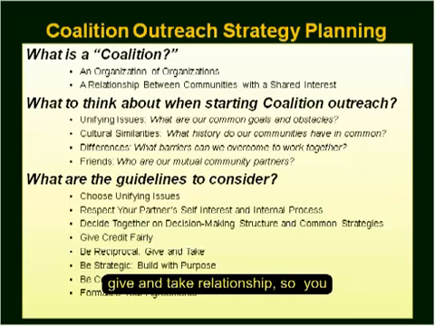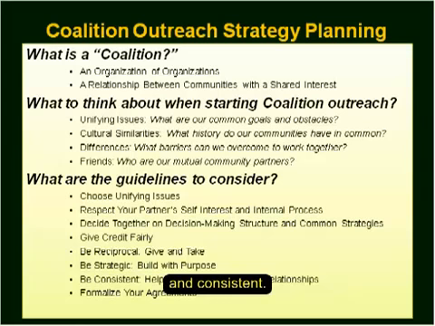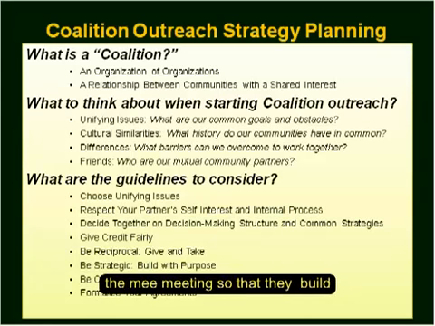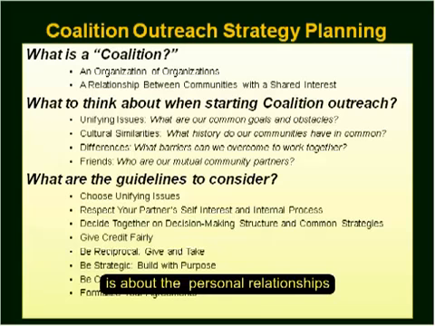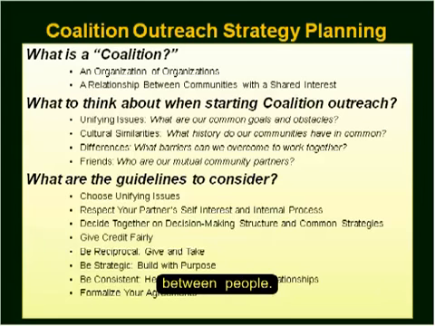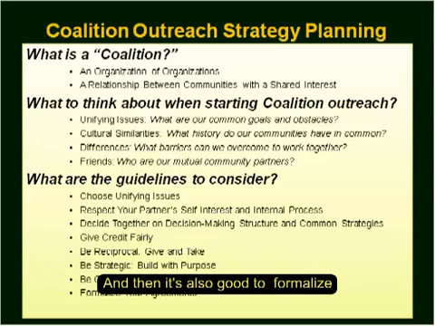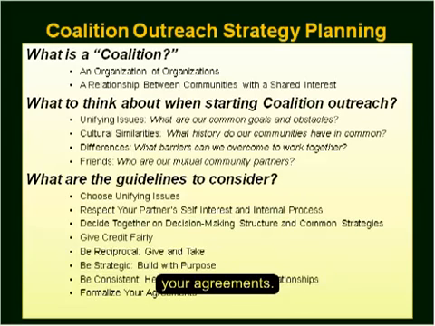Give credit to each other. It's a give-and-take relationship, so you also want to be reciprocal, strategic, and consistent. Always send that same person to the meeting so that they build a personal relationship. At the core, a coalition relationship is about the personal relationships between people. And then it's also good to formalize your agreements. Put things in writing about how you're going to work together.